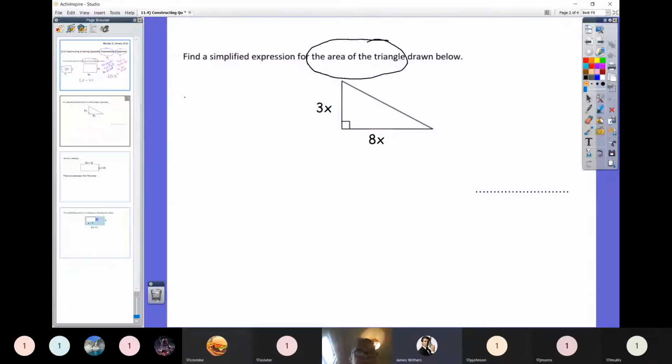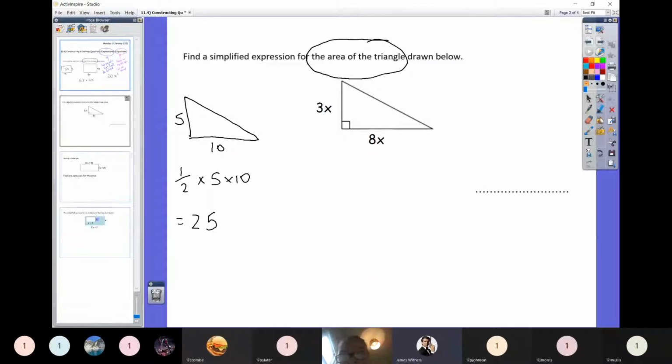So again, just think, what would you do for a normal triangle? Say that was 5 and that was 10. You'd say 5 times 10 is 50, and you would halve it, giving 25. So you would just do half of 5 times 10, and that would give you 25.